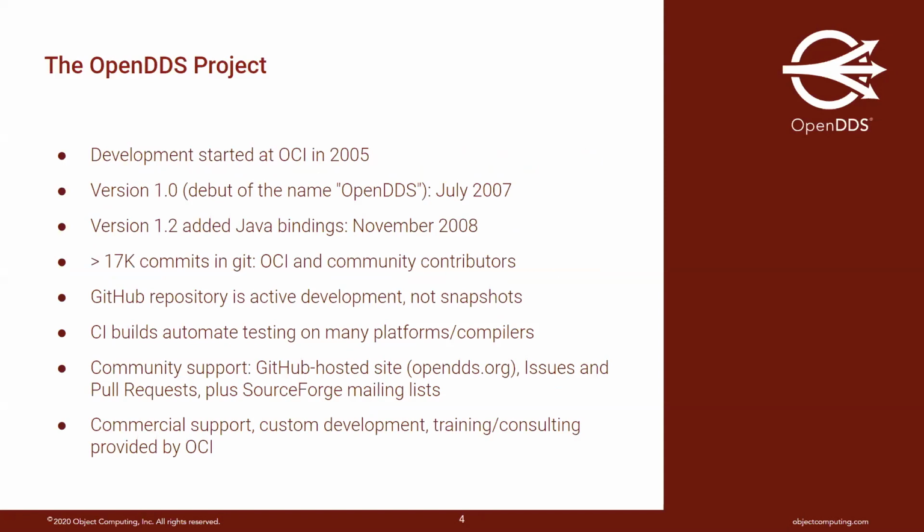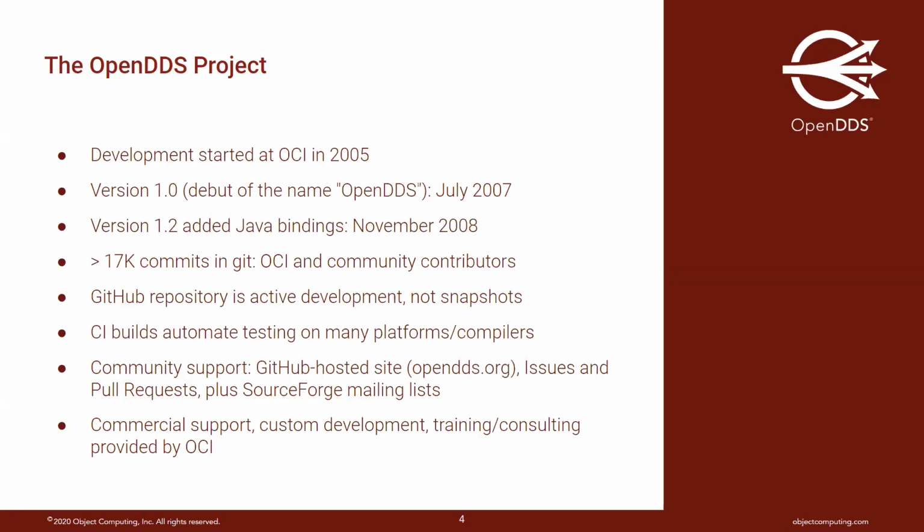OpenDDS, just as a software project, to give a little bit of history and overview: development started with our team at OCI back in 2005. Version 1.0 was released in July 2007. That's where it got the name OpenDDS. Version 1.2 was released a little over a year later and added Java bindings. So, primarily developers using OpenDDS will write applications in either Java or C++ to make use of all the middleware features in the product.